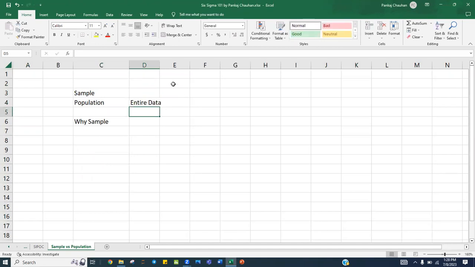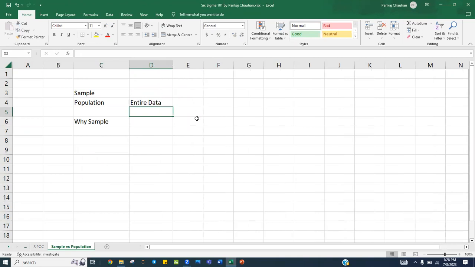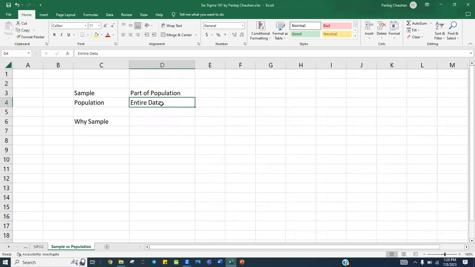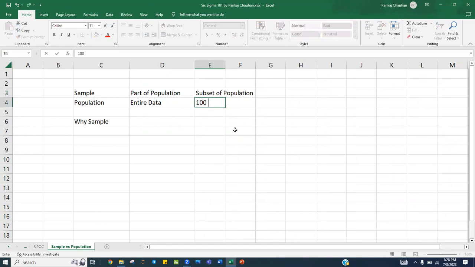So instead of doing that, we can pick some sample out of the entire population and analyze that sample. Whatever result the sample gives, which is part of the population, we use it to estimate the population parameter. So a sample is a part of the population, or sometimes we call it a subset of the population, while the entire data, your 100% data, is called the population.